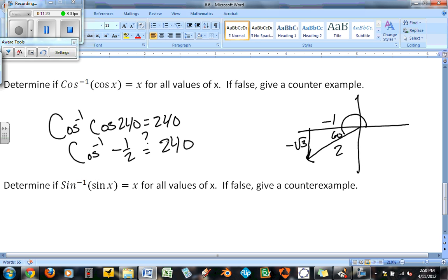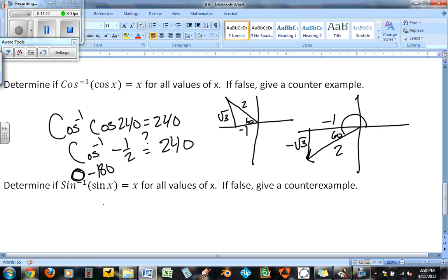Well, our answer is going to be no, because anytime we're dealing with this, we're dealing with the principal values. We're saying these values have to be between 0 and 180. All right? So I can get a cosine inverse of negative 1 half, but it's going to be in this quadrant over here. It's going to be this angle, 120, with a reference angle of 60. And this would be the square root of 3. This would be 2. This would be negative 1 half.